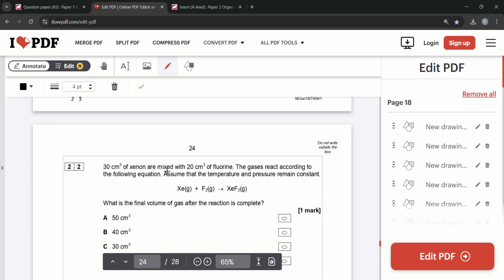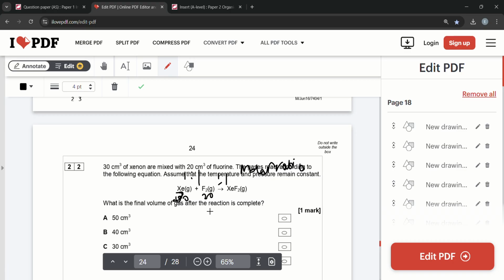Question 22. What is the final volume of gas after the reaction is complete? Well, it tells me 30 centimeters cubed of xenon are mixed with 20 centimeters cubed of fluorine. And first thing I would look at is the molar ratio. They're all 1:1:1 molar ratio. It's not going to be as simple as you expect.